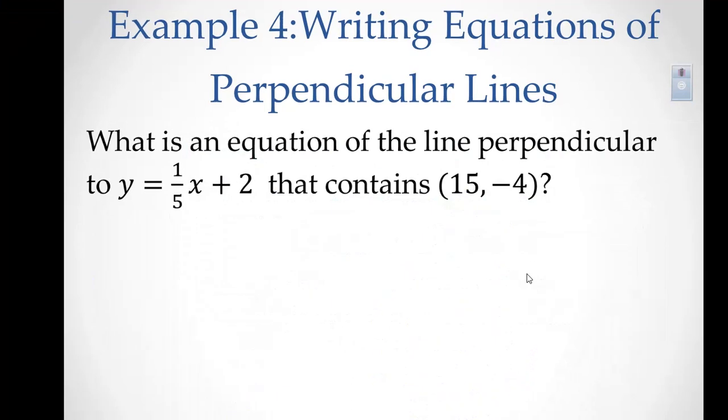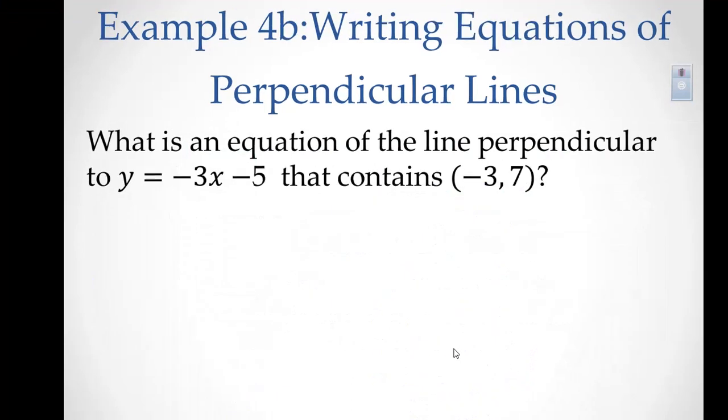All right, so I want you guys to try the last one. The equation y equals -3x minus 5 that contains -3/7. So you're going to write an equation of a line perpendicular to it. So pause your video and do that now.